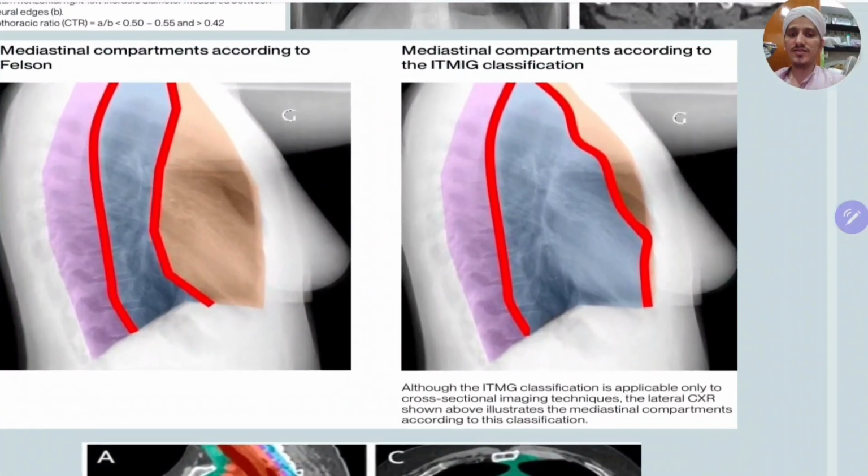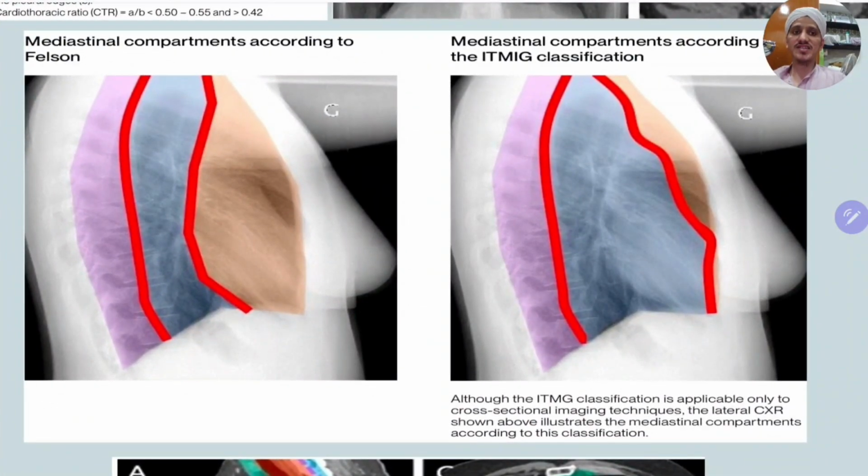So lastly, the mediastinal compartments. I said there are two classifications. Number one is Felson, number two is the ITMIG classification. What is the difference? The markings are different. In the Felson classification, the first marking is like this, and the second marking is like this, so this is the anterior compartment, middle compartment, and this is the posterior compartment according to Felson. In case of ITMIG, just remember this, the first line will be marked like this.